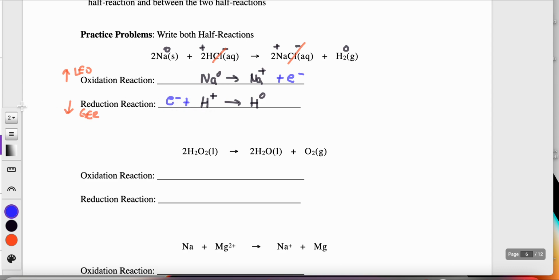My next bit here is I need to make sure that the number of electrons lost is equal to the number of electrons gained. And so here we go. This is showing 1 electron being lost versus 1 electron gained. So these are balanced between them.